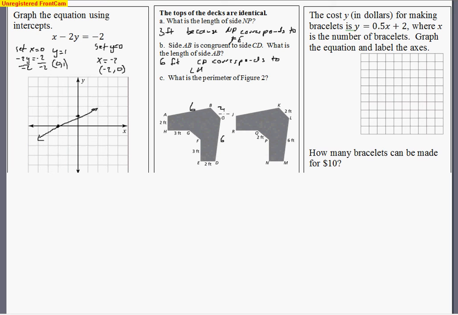So we've got 2. This is 2, 3. I'm missing this one, but it's 2 feet right there. And that's it. So let's go ahead and add them up. So we got 6 plus 2 plus another 6 plus 2.